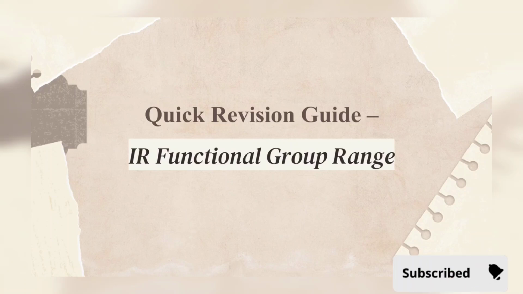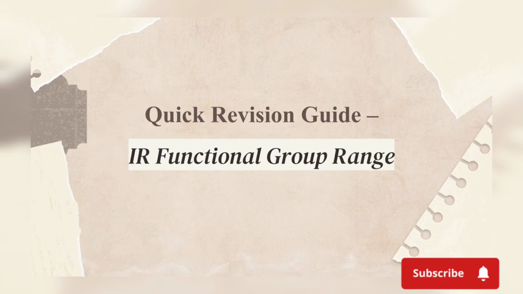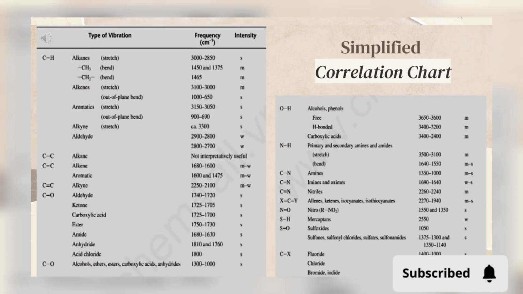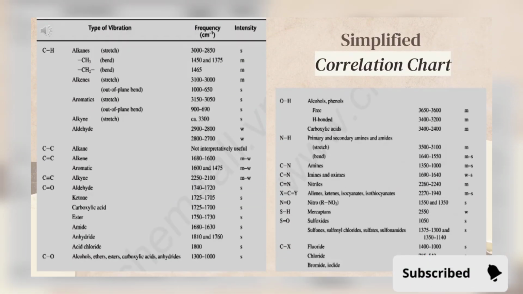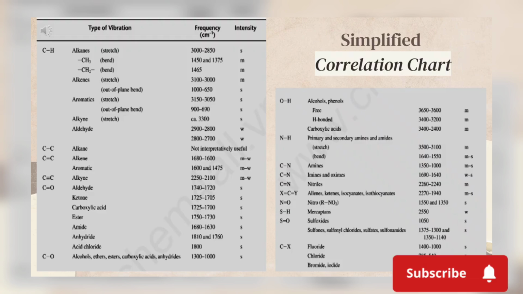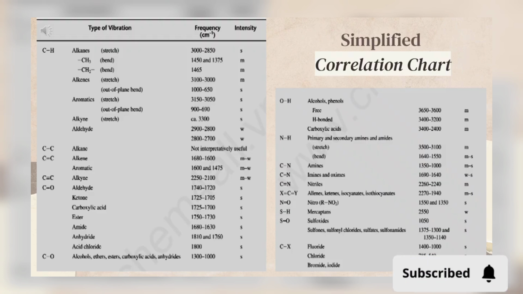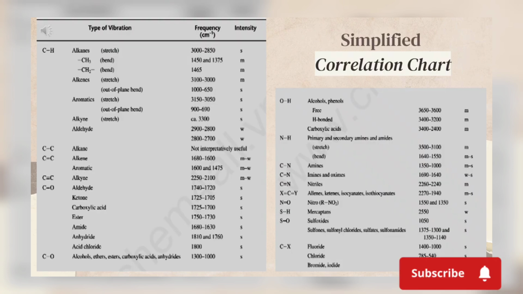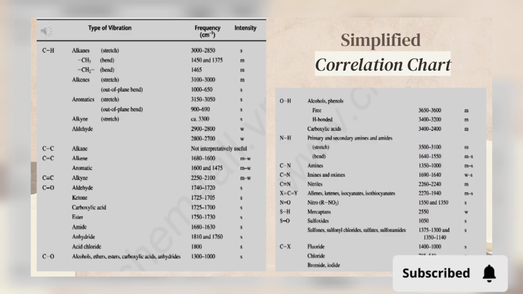Welcome back to ChemDetective. Today, we're diving into IR spectroscopy ranges and learning how to quickly spot different functional groups in a molecule. The absorption information is presented in the form of a chart called a correlation chart. Every functional group has its own IR fingerprint. Learn the ranges, and the spectrum speaks for itself.